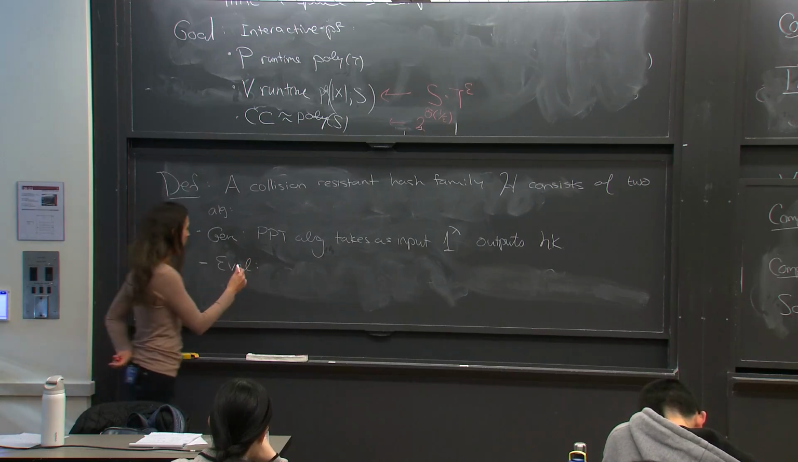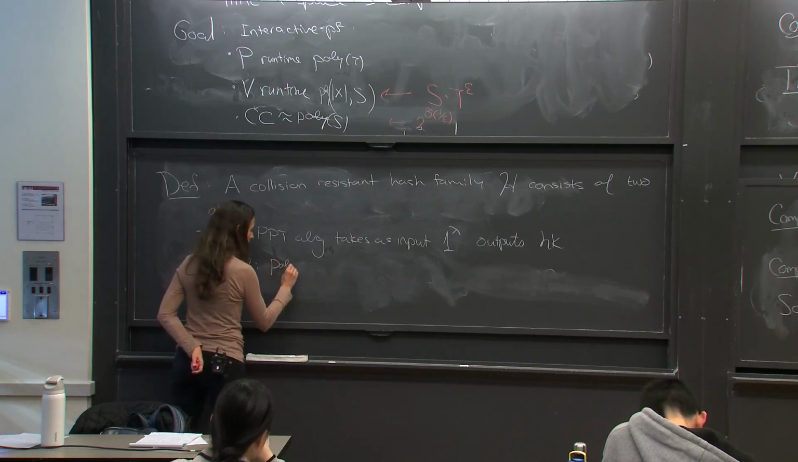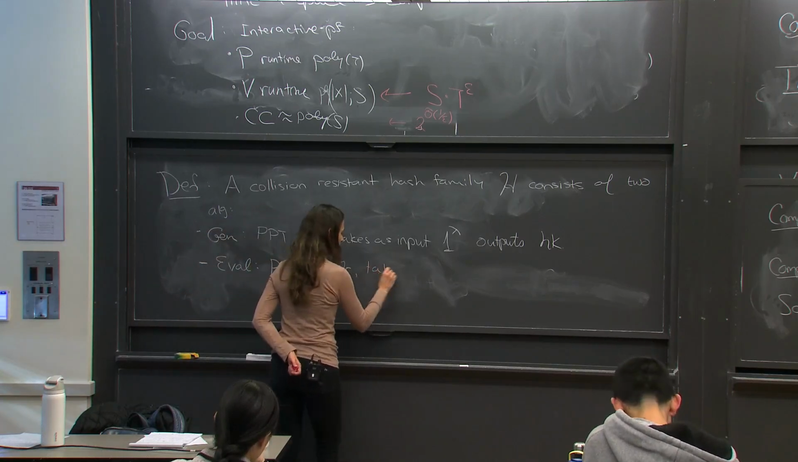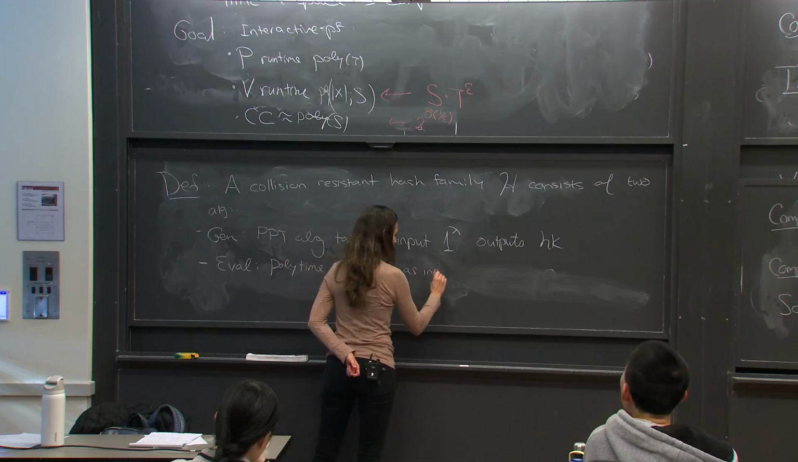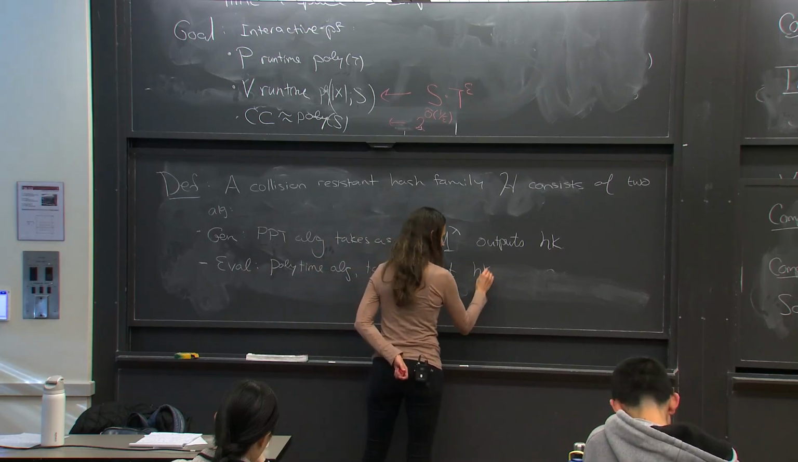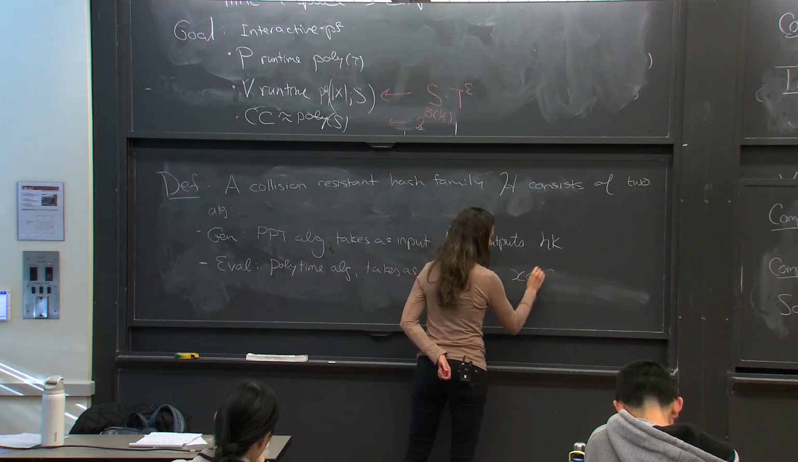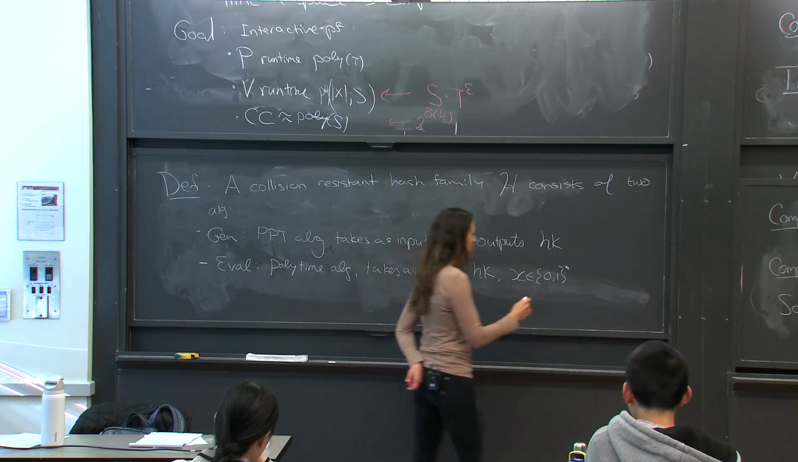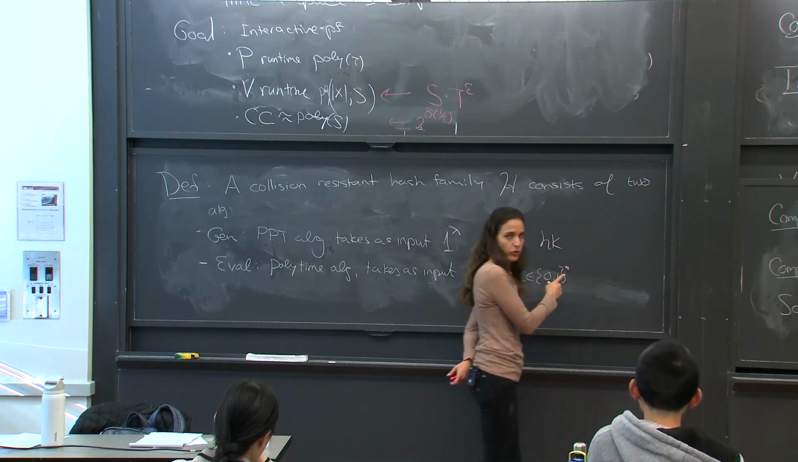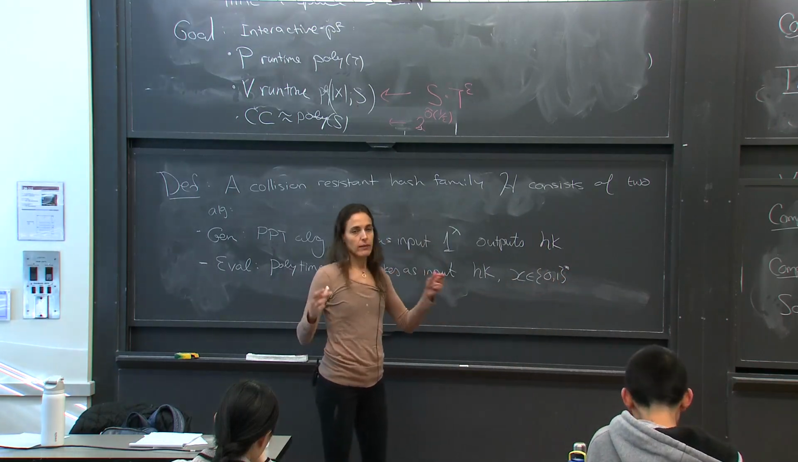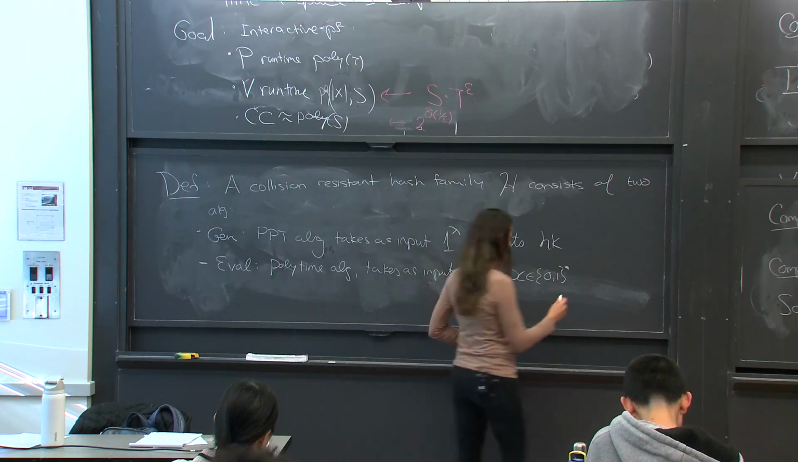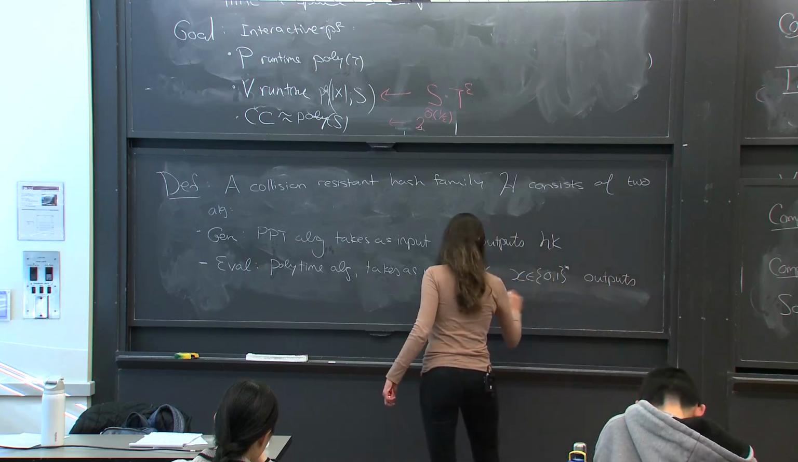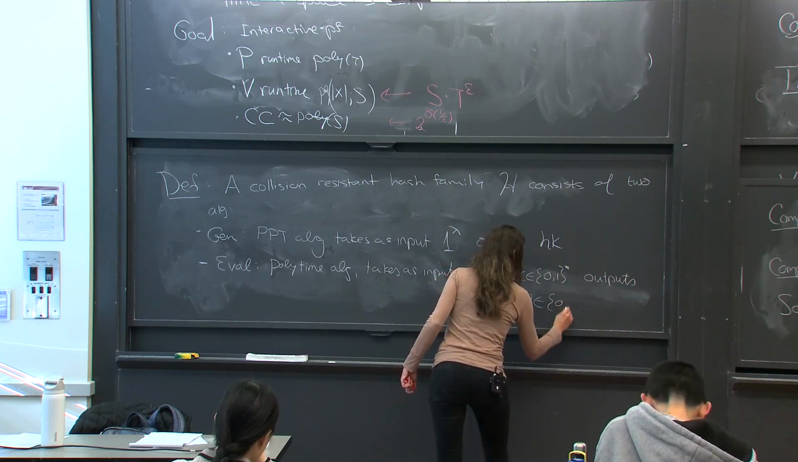And then there's the Eval algorithm. The Eval algorithm is a polytime algorithm that takes as input a hash key and x, any x in 0,1 star. You can restrict the x, but let's think of any input. And it outputs a value v in 0,1 to the lambda.